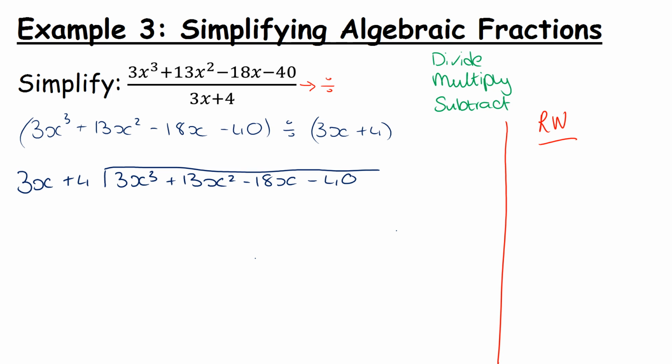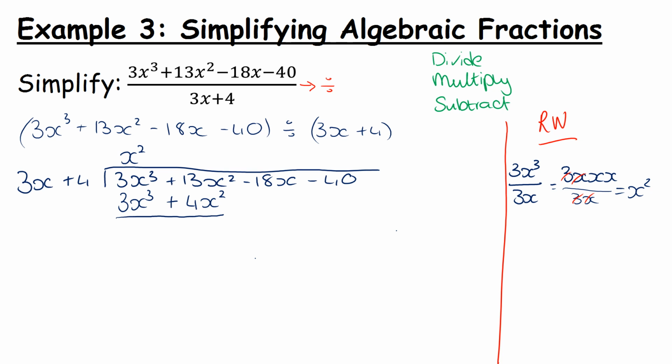So let's do our divide. So we have 3x cubed divided by 3x. So the 3's cancel and an x also cancels. That gives me x squared. So there's my division done. So let's move on to our multiply. So x squared by 3x is 3x cubed. x squared by plus 4 is plus 4x squared.